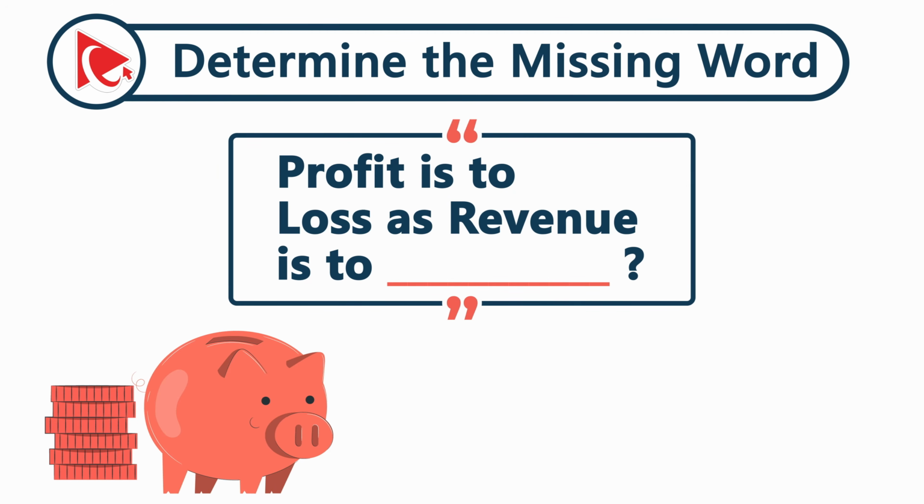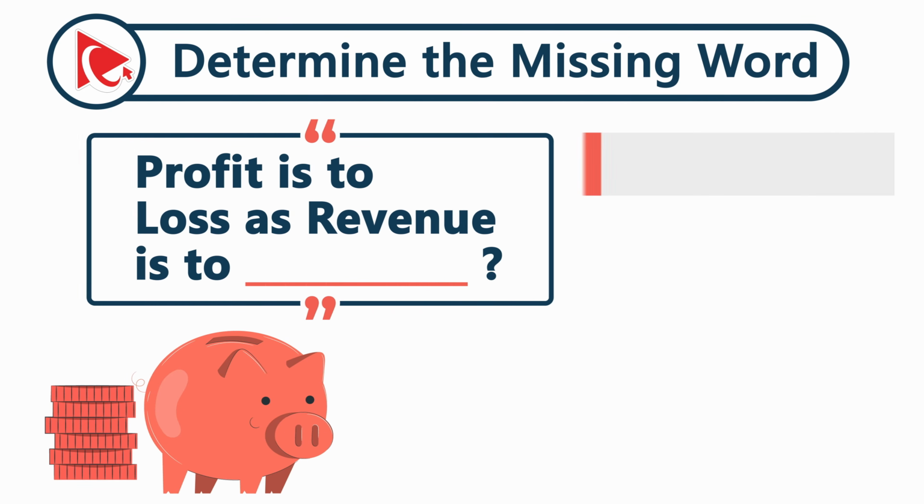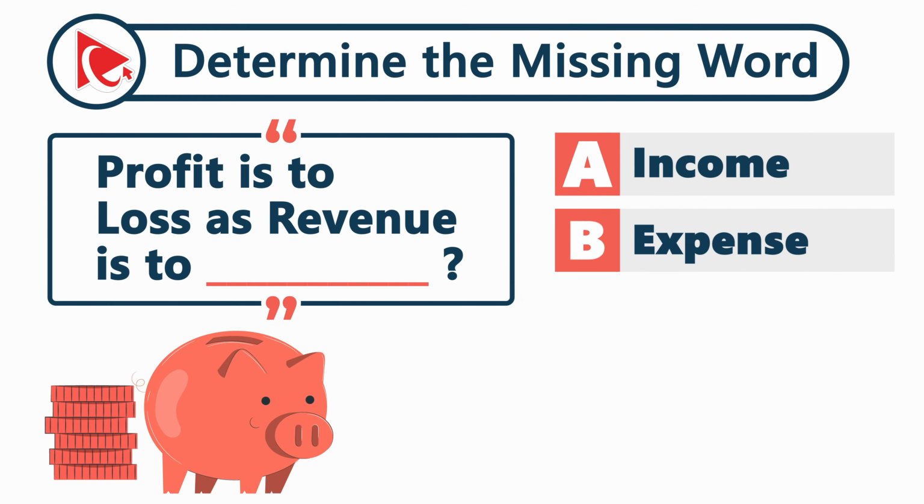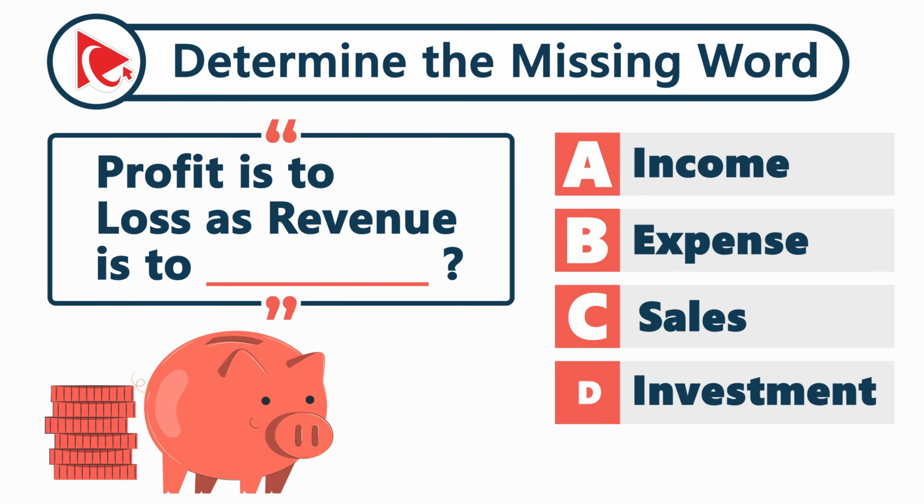Profit is to loss, as revenue is to, and then comes the missing word, which you need to select out of 4 possible choices. Choice A, income. Choice B, expense. Choice C, sales. And last but not least, choice D, investment.